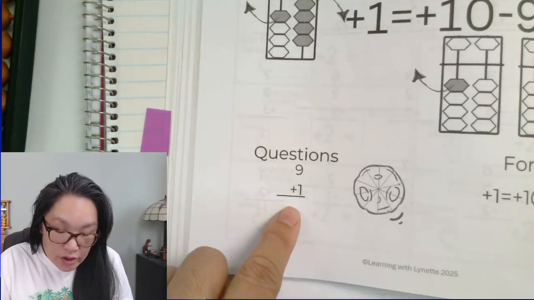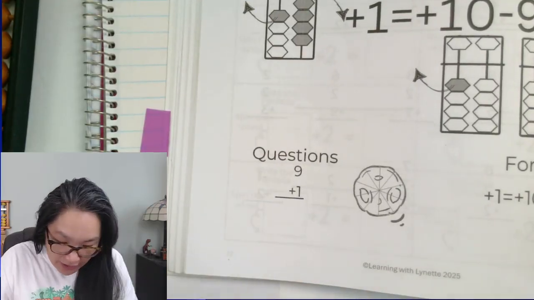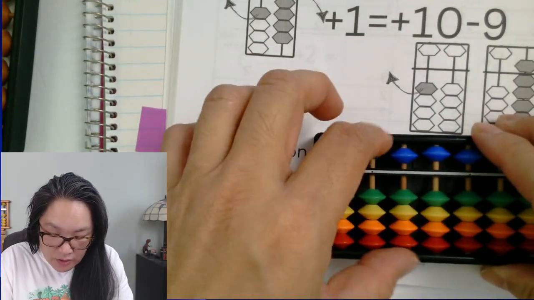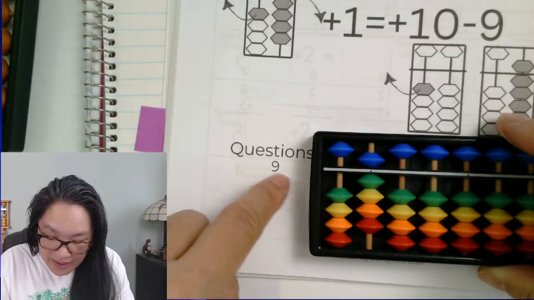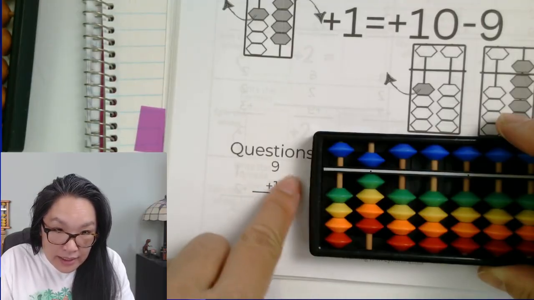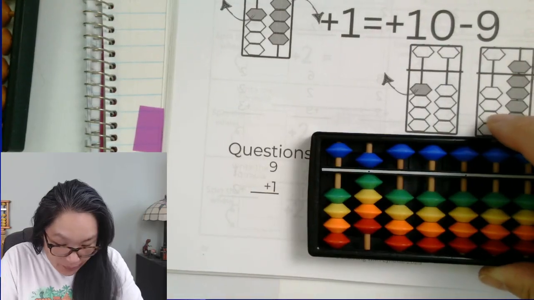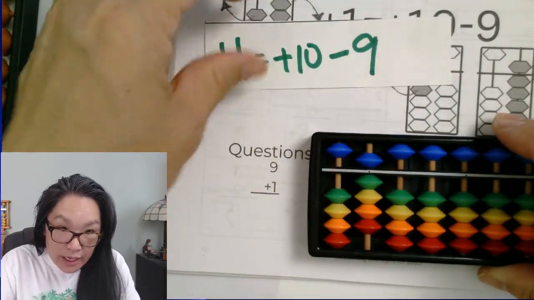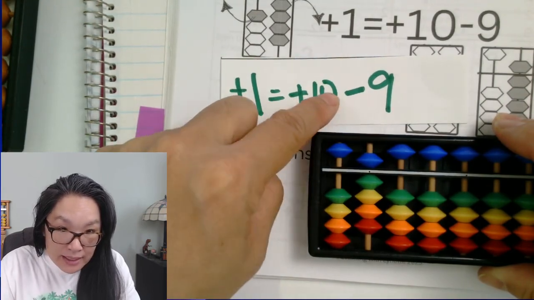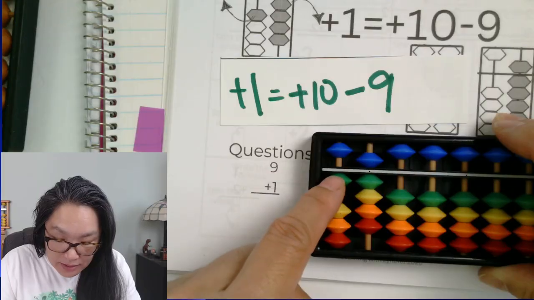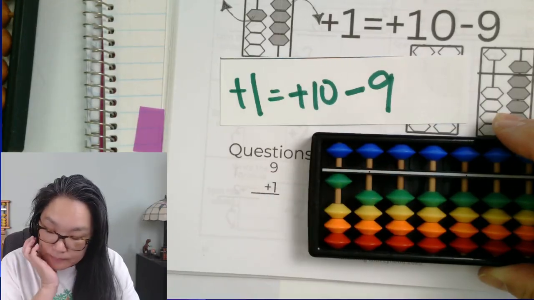So like this question here is plus the 9. I already have 9 on my abacus, so I add the 9. Now the question is, I want to add the 1. Notice that my add-in is 1. When I add my 1, I don't have enough beads. I know I need to plus the 1 is equal to plus the 10 minus the 9. So I plus the 10 and I take away the 9.